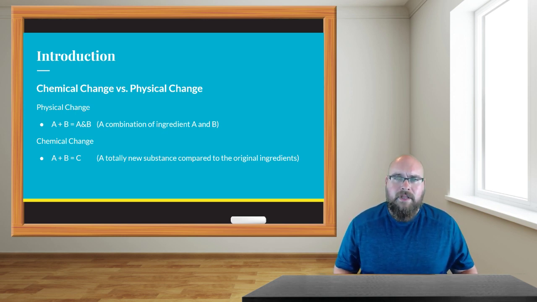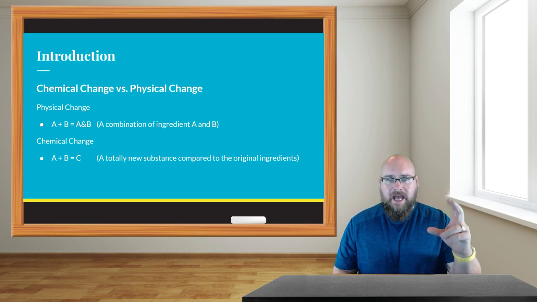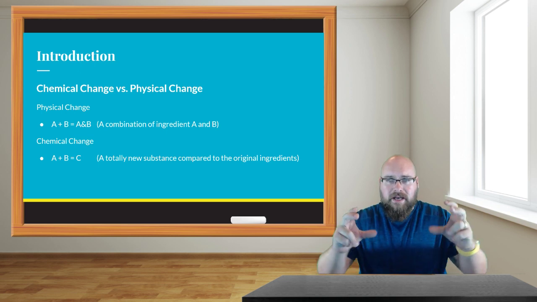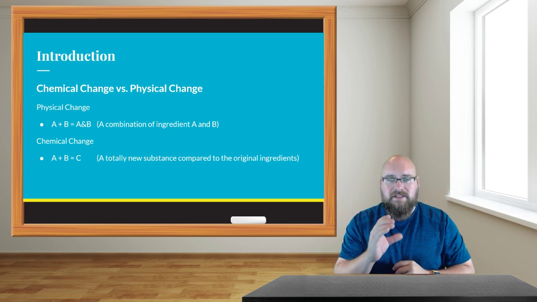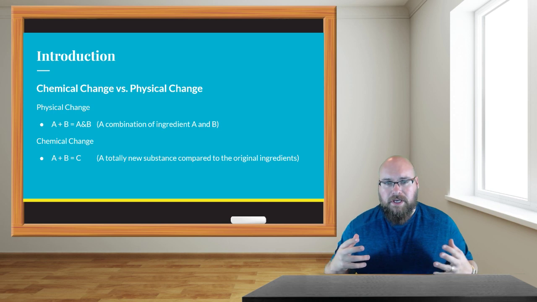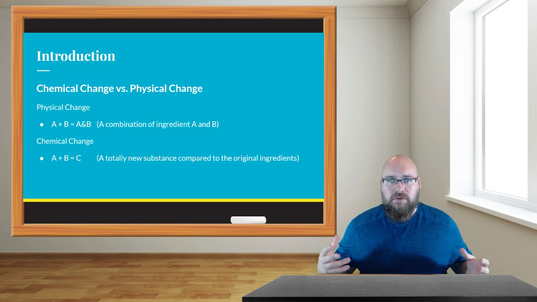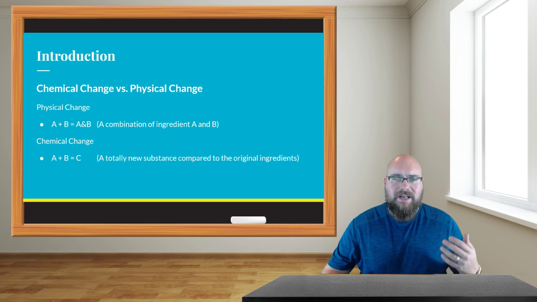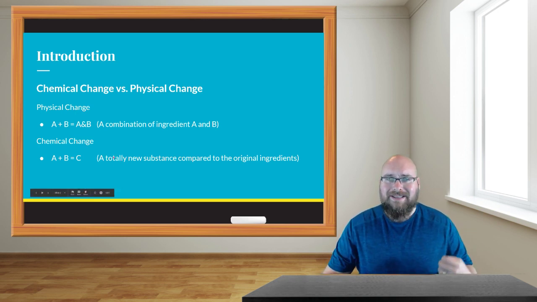The second type of change is a chemical change. Chemical change does something totally different. When we take ingredient A and add it to ingredient B, they come together and form a brand new one called C, just for this representation. So it's something totally new, different than the ingredients. We now have what is called a chemical change because things have changed into a totally new substance.